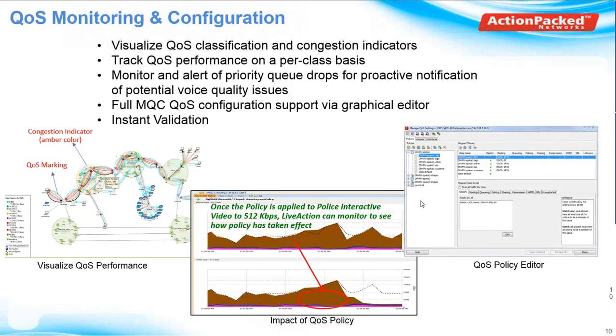So on QoS monitoring and configuration, David will show you how LiveAction can visualize QoS classification and congestion indicators across the network topology, how LiveAction can track performance on a per-class basis, and other monitoring and alert functionality to provide proactive notification of potential performance issues. We also have a full QoS configurator, and that will allow you to modify QoS policies on the fly, and then you can instantly validate the impact of the QoS policy change through these graphics.